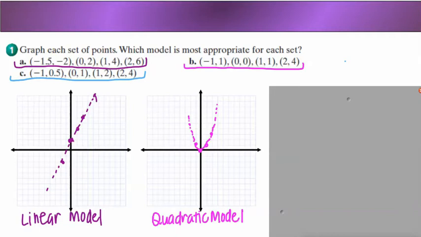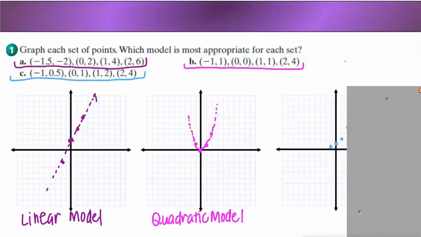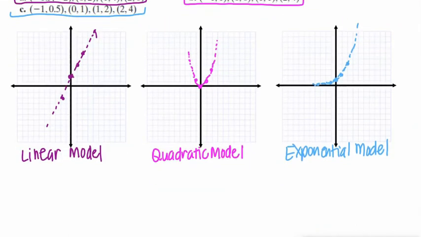And then our last one, that last one in that pretty blue right there, I plotted the points. Let's try and get rid of that. There we go. Plotted those blue points. And this one, it almost looked like it was linear, except it's got that little bit of a curve to it. So I'm going to assume that that little bit of a curve is going to be a nice exponential model. So an exponential model.